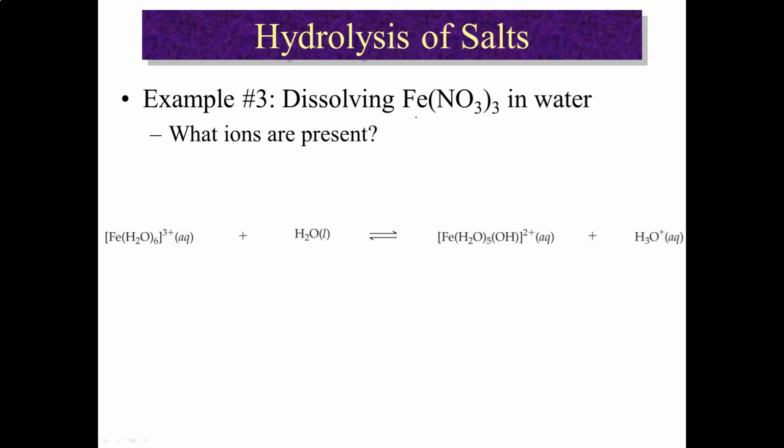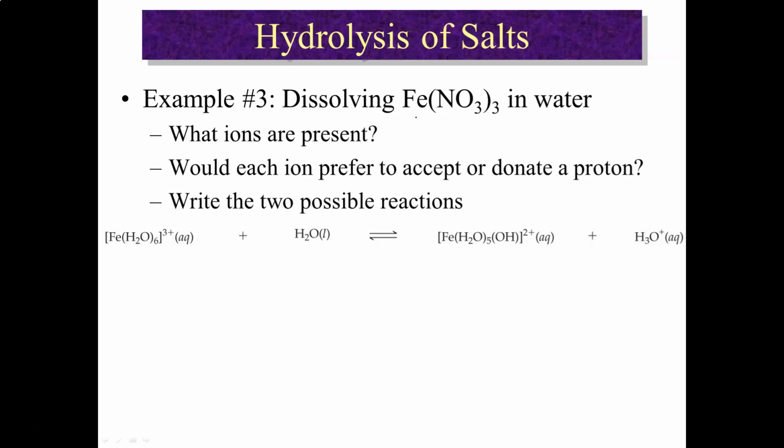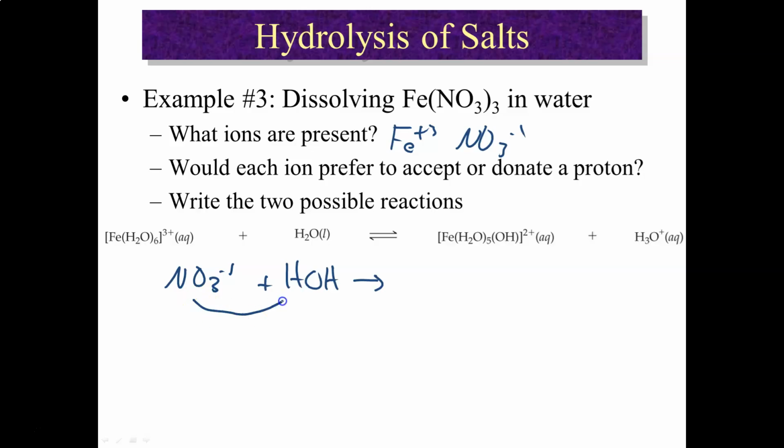This one's a little confusing. It's one more. It's iron 3 nitrate. So let's do the same thing. Which ions are present? You have Fe plus 3, and you have NO3 minus 1. On your note sheet, it tells you to write equation number 1, which is nitrate plus water first. So you have nitrate, NO3 minus 1, plus water, HOH. Same thing as before. Nitrate is negative, reacts with the H in water, so you're going to get HNO3 plus OH minus.